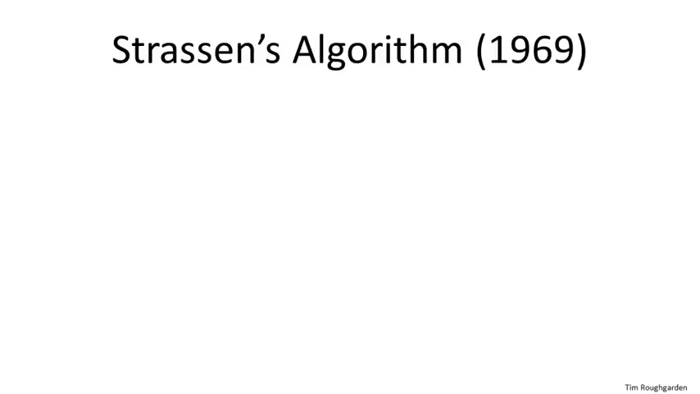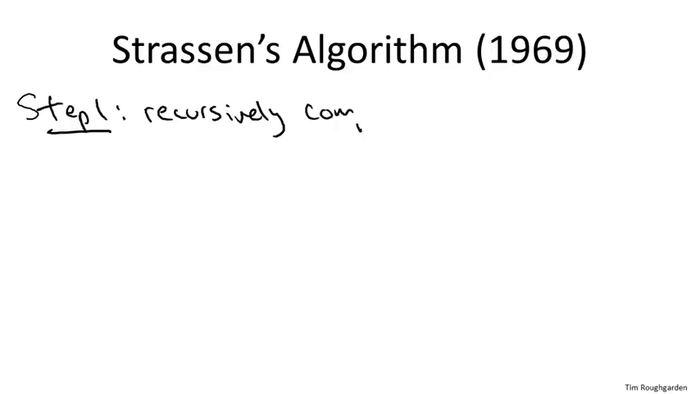So at a high level, Strassen's algorithm has 2 steps, just like the first recursive algorithm that we discussed. It recursively computes some products of smaller matrices, n over 2 by n over 2 matrices. But there's only going to be 7 of them. But they will be much less straightforward. They will be much more cleverly chosen than in the first recursive algorithm.